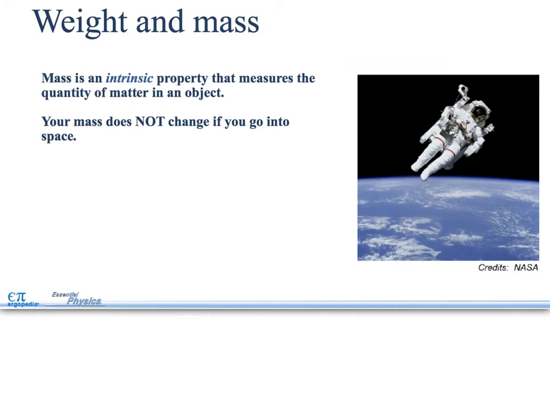Mass is an intrinsic property that measures the quantity of matter in an object. Your mass does not change if you go into space. So your body has the same amount of mass no matter where you go. That does not change. That makes it an intrinsic property.